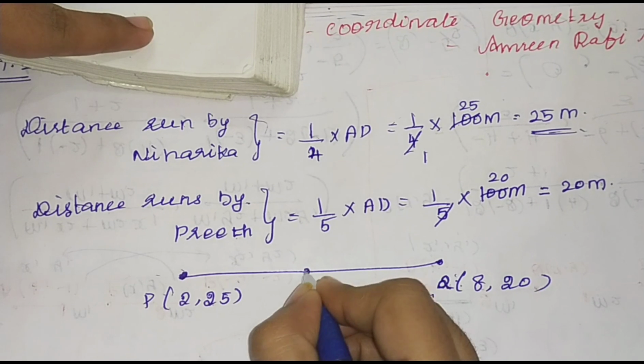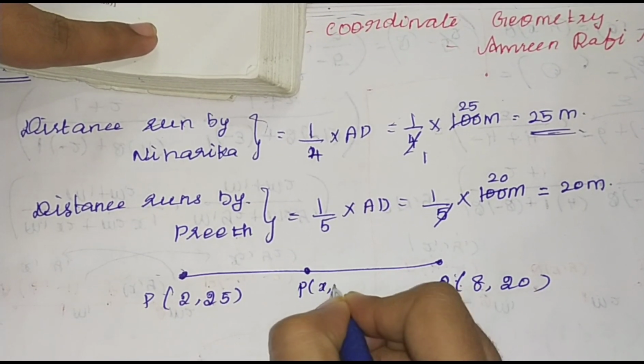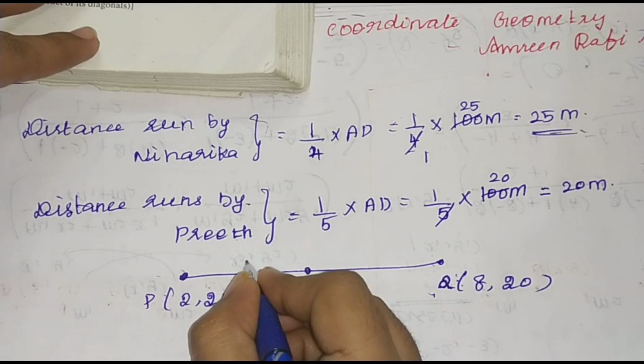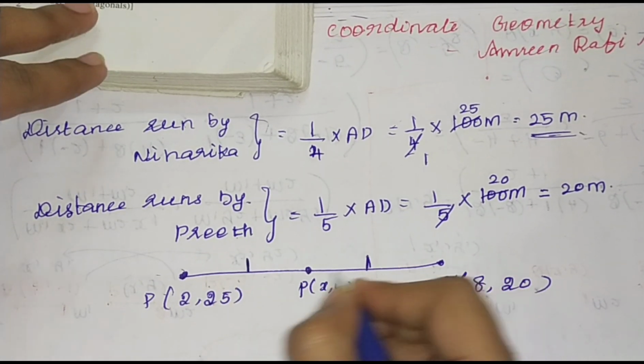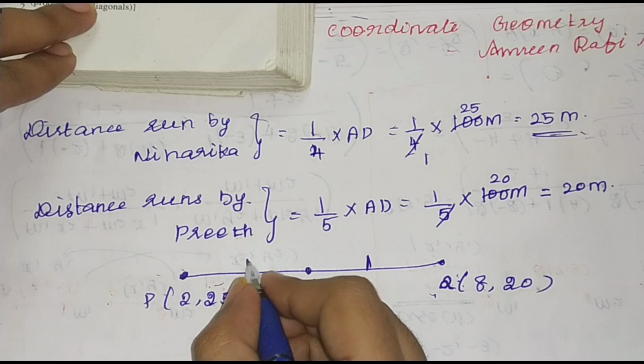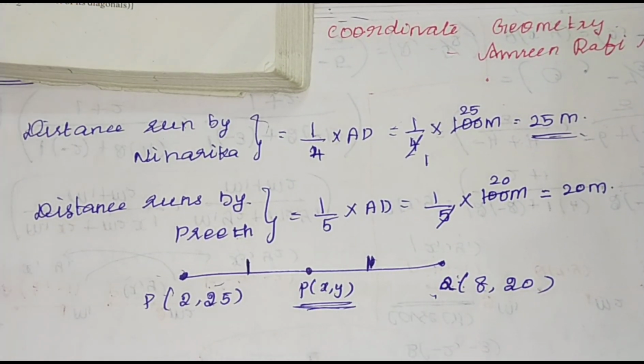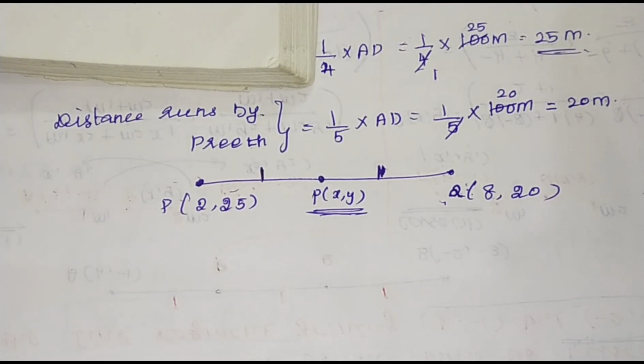And another girl wants to put the flag in the middle. The middle, halfway, is given. So for a midpoint we have to consider the ratio 1:1. Here we have to find P(x, y), and for that we have to use the section formula, which you already know very well.